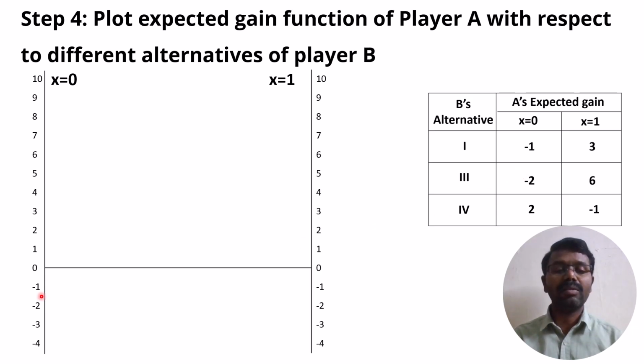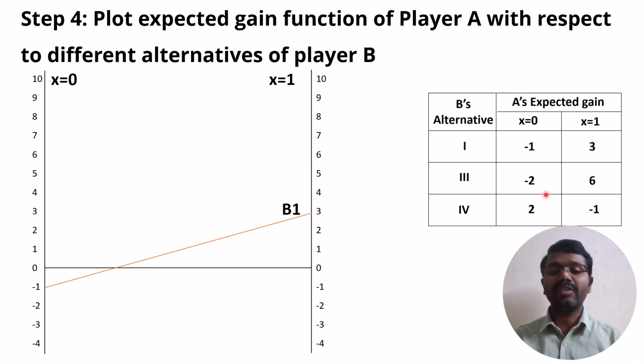So here is the minus 1 at x is equal to 0, and at x is equal to 1, the value will be 3. So draw a line from minus 1 to 3, from x is equal to 0 to x is equal to 1. And this is the first alternative. Let us say this is b1. Now let us draw a line for the third alternative.